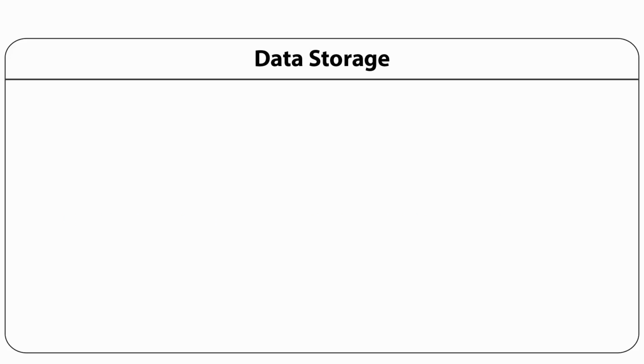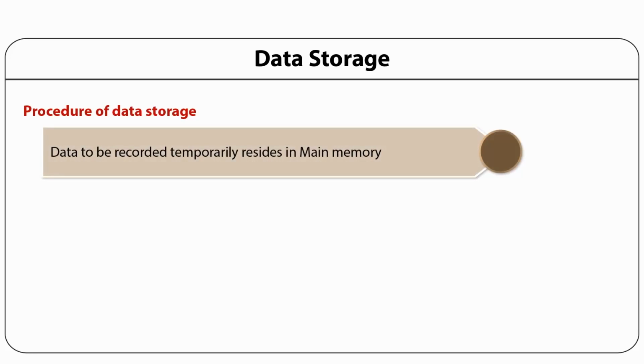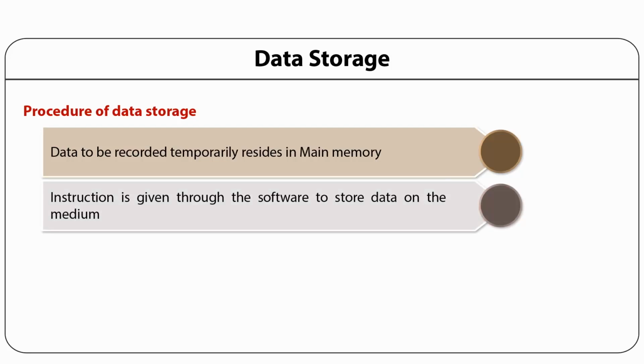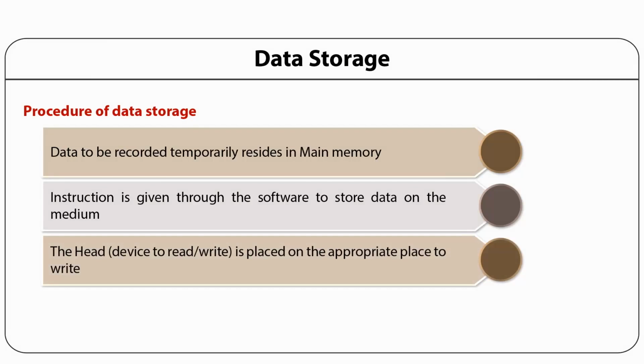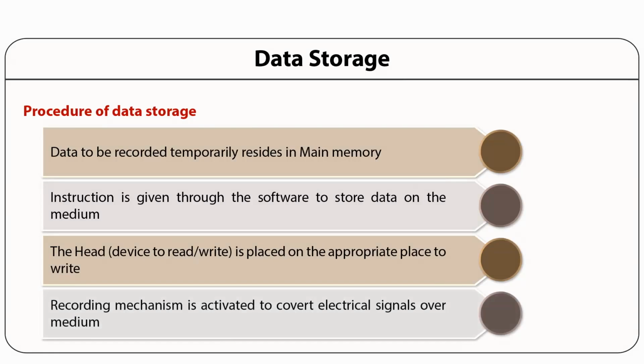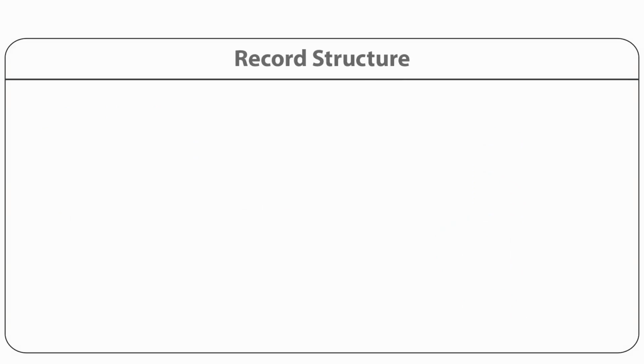Data storage. So far we have seen different kinds of files generated by the system. Now let us see how the data is stored on a storage medium. The data which has to be written on the storage medium normally resides on the main memory of the system. Then the system passes an instruction through the software or the application software to store the data on the medium. This instruction is given to the head, which is the device to read and write. This device actually places the data on the storage medium at the appropriate place.